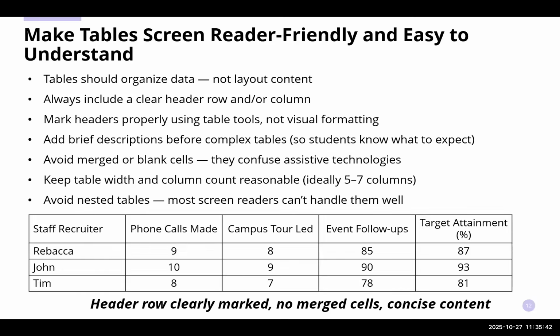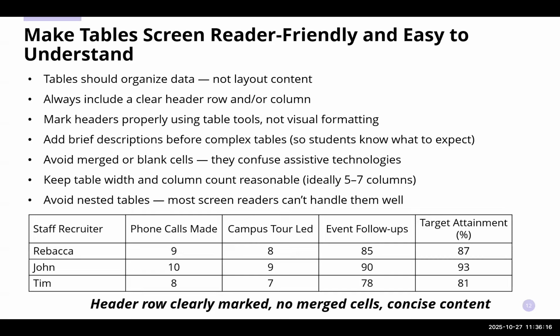Always make sure to avoid merging cells or leaving blank columns, because those can actually break the reading order and make the information hard to follow for anyone using assistive technology. So if you think that there is a cell which needs to be empty, you can actually put some text there, like not applicable or empty cell, or anything that helps the screen reader user understand that there is no data here.